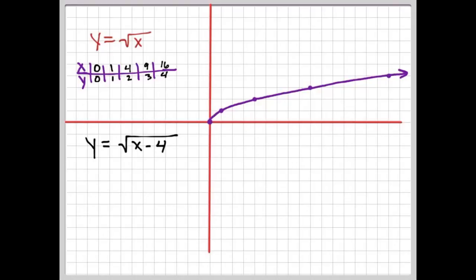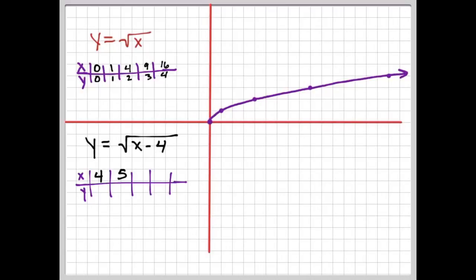Now if you want, we can make a table of that. But our table is going to look a little different than our table changes yesterday. Yesterday we were always changing our input. But now since we're doing a horizontal change, we're going to change our output. So think about this. Since we're shifting to the right, where would x equals 0 go? To 4. Where would 1 go? 5.